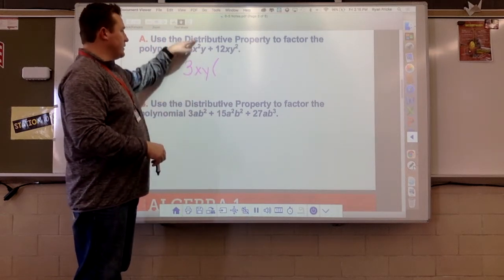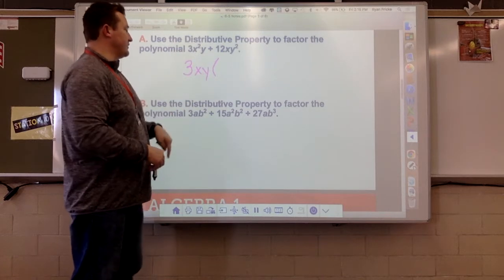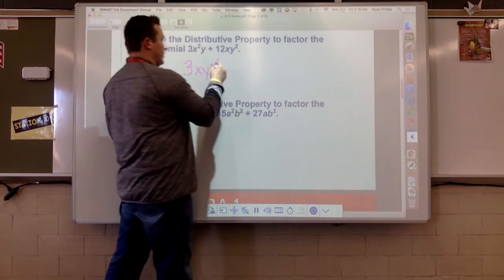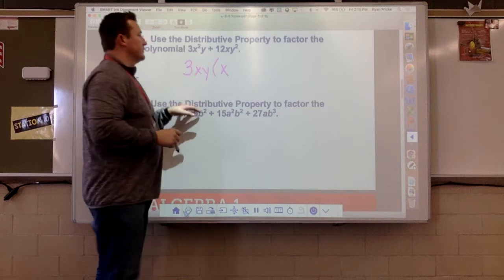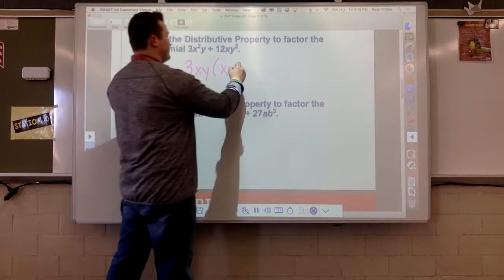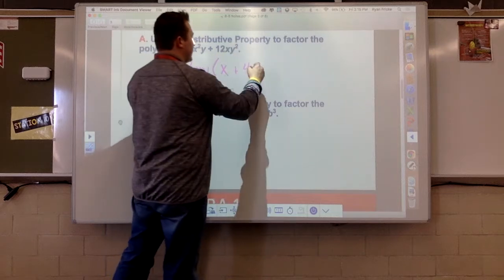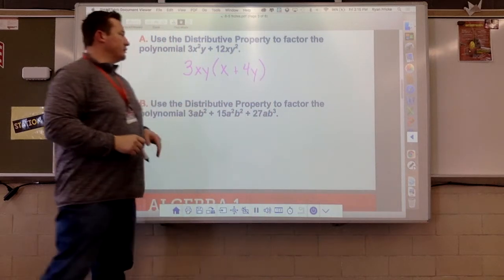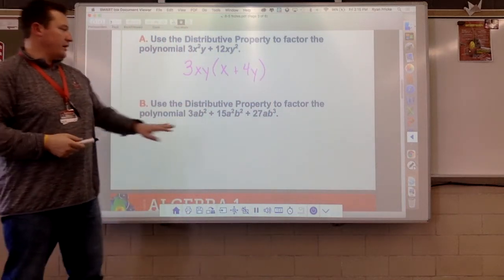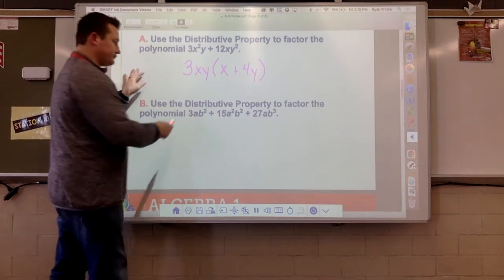3's divided into 1. That divides to x. That divides to 1. 1 times x times 1 is just x. 12 divided by 3 is 4. X divided by x goes away, and we're left with a y. There you go. Okay, pop this one down here.